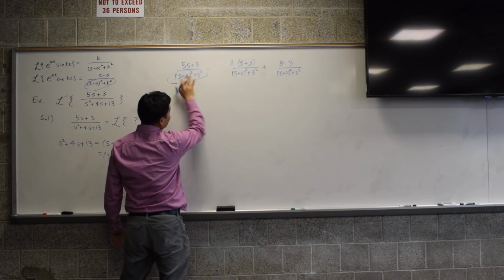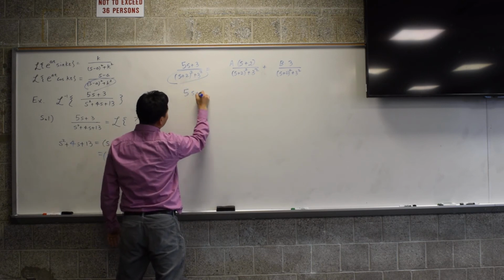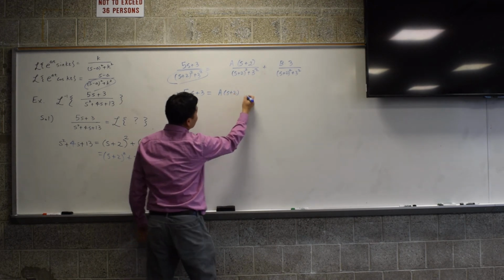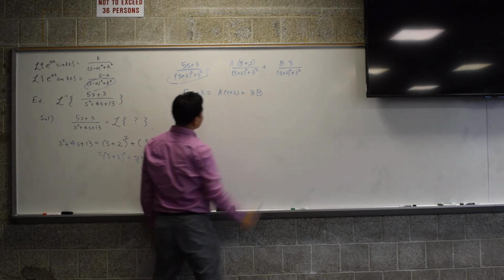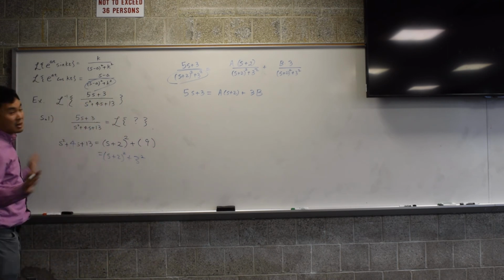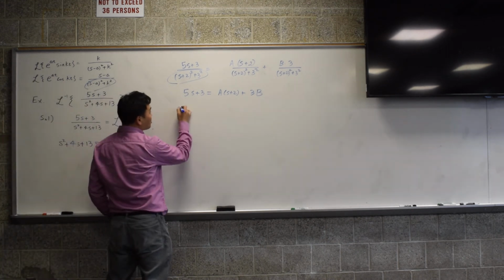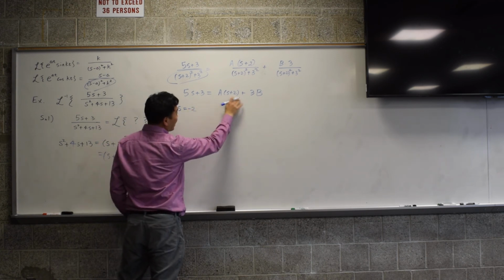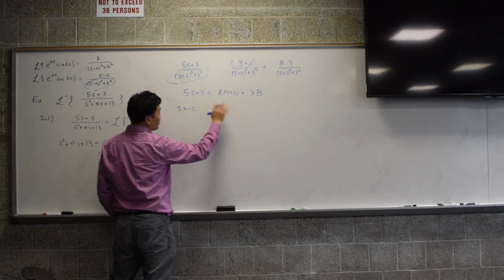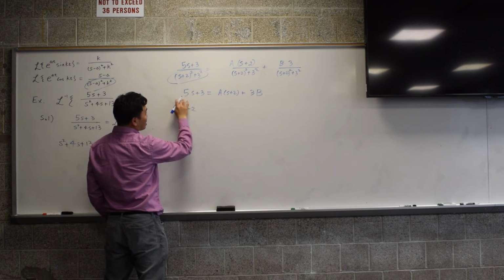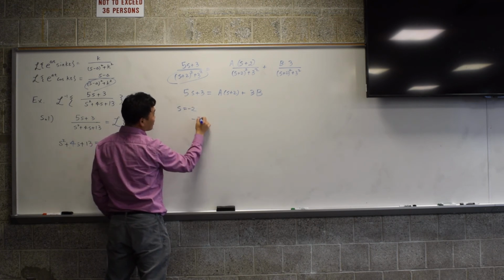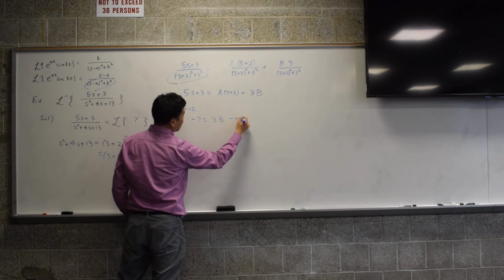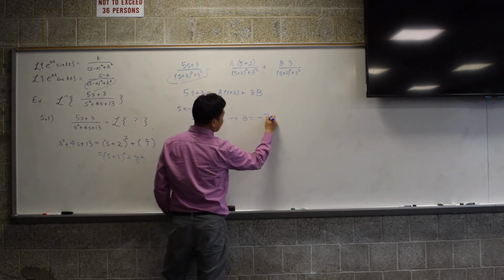Afterwards it's similar. You multiply this to the other side, you get 5s plus 3 equal to a times (s plus 2) plus 3b. Right, if you multiply the denominator, that's what you get. Now what would you do? Plug in s equals -2 so that this becomes 0. It'll be 8 times 0. -10 plus 3, so it's -7 equals 3b, giving you b equals -7/3.